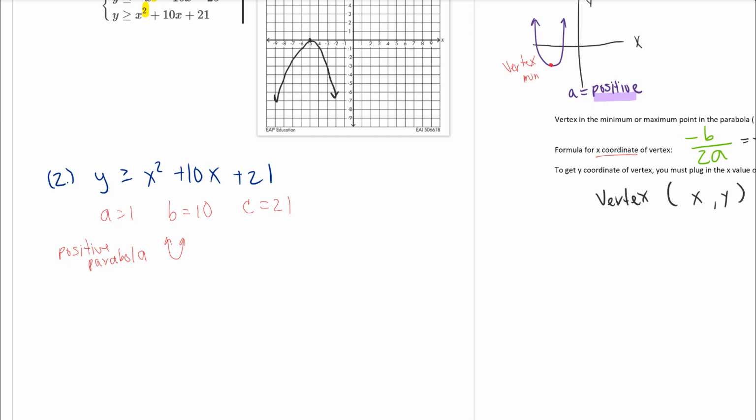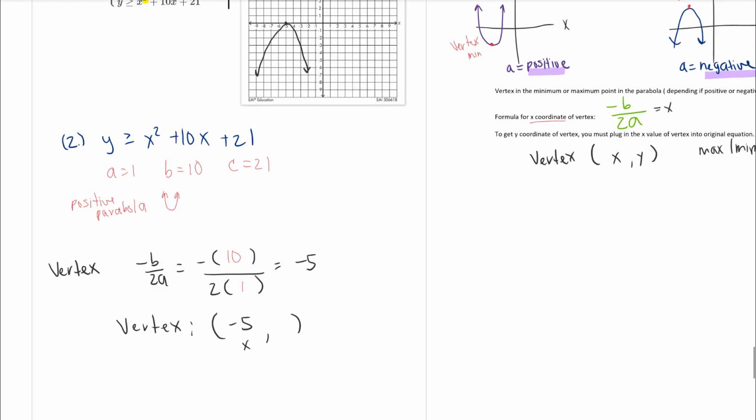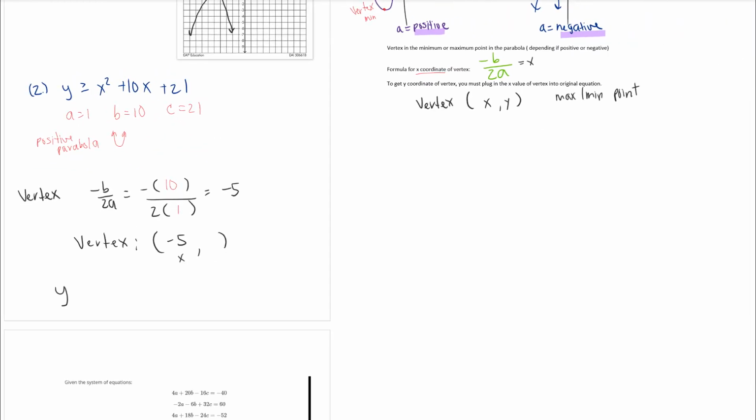So if I want to find the vertex, then I want to think about negative b over 2a, which gives me the x-coordinate of the vertex. So the values that I'm plugging in here are a 10 for b and a 1 for a. When that reduces, I'm going to have negative 5. And remember, the vertex is just an ordered pair, and I just found the x value to be negative 5. So now I can plug it into y is equal to x squared plus 10x plus 21.